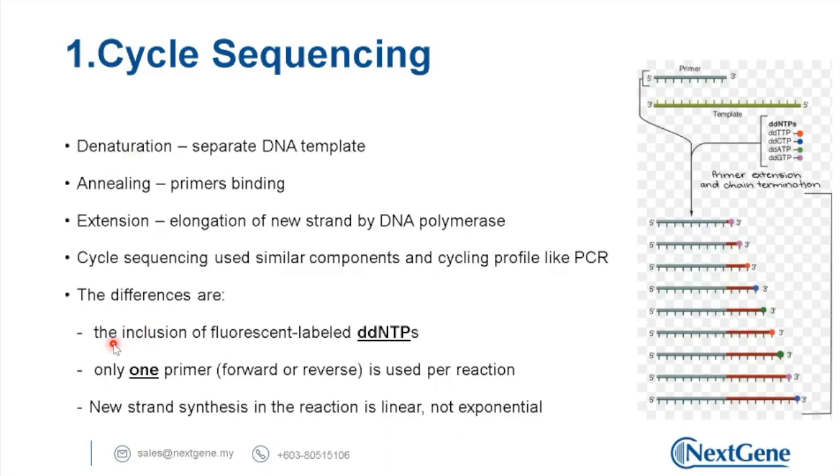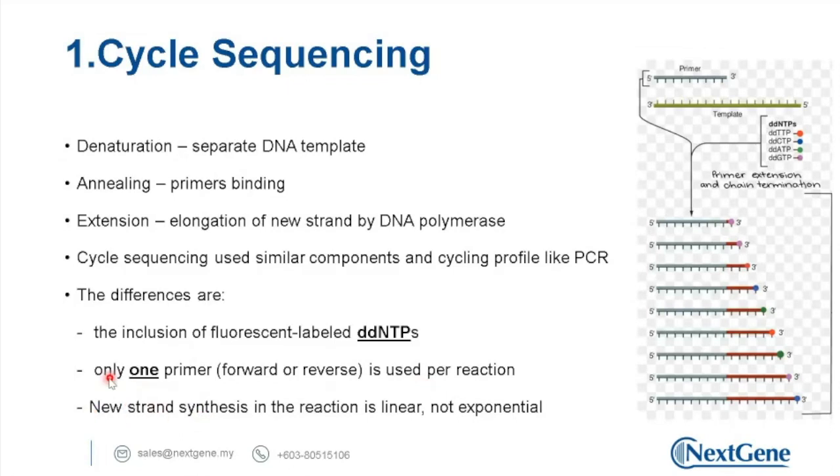The difference is, number one, in addition to the normal dNTPs, in cycle sequencing we have an additional component called ddNTPs. We'll look at this in the next slide. Another difference is that when doing PCR, we are using forward and reverse primers. But in cycle sequencing, preparation for Sanger sequencing, we only use one primer in one reaction. Meaning that in one single tube, we only put in one primer, but not two primers.